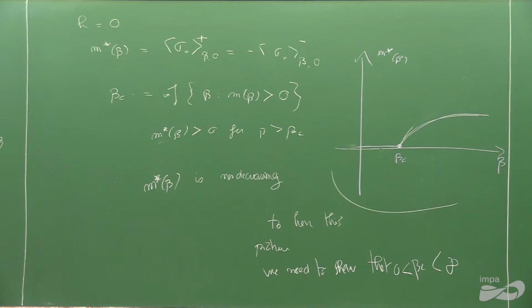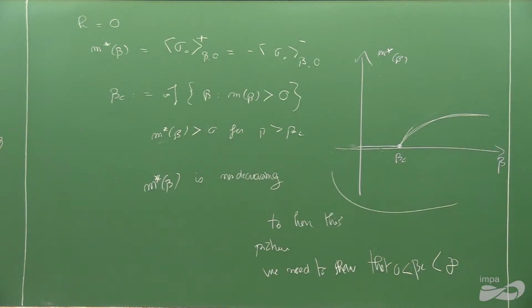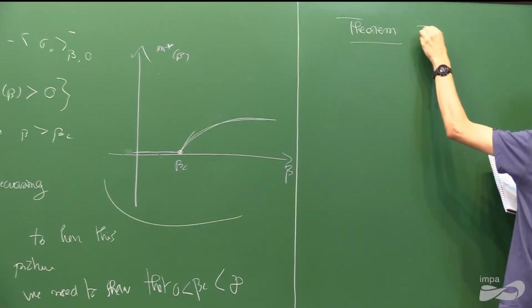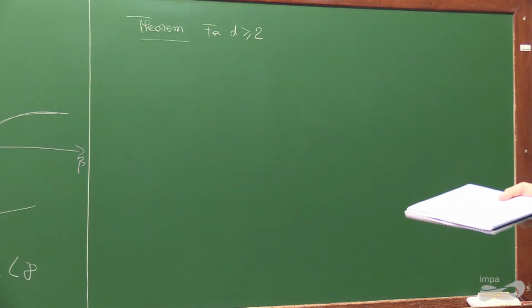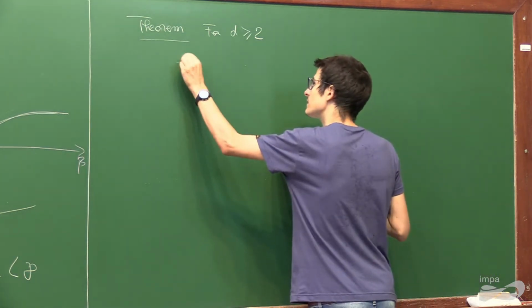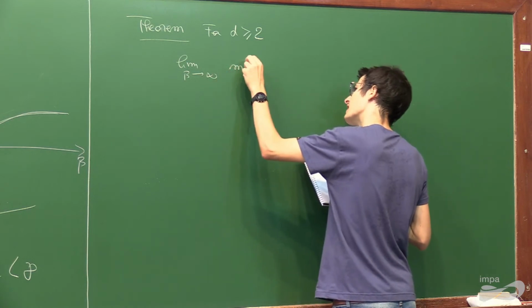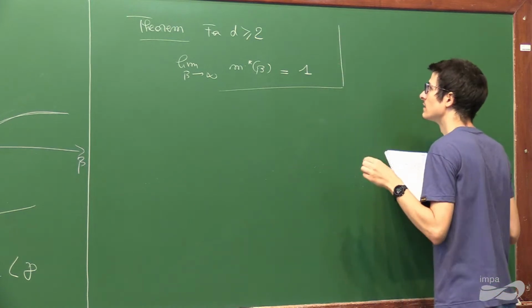Okay, when beta is large, the nearest neighbor interaction is sufficiently strong to travel long distances. Okay, so this is the main theorem of today. We need d larger than or equal to 2 because we have already proved that this theorem is actually wrong in dimension 1. So for d larger than or equal to 2, what we have is that the limit when beta goes to infinity of m star beta is equal to 1. This is due to Peierls.